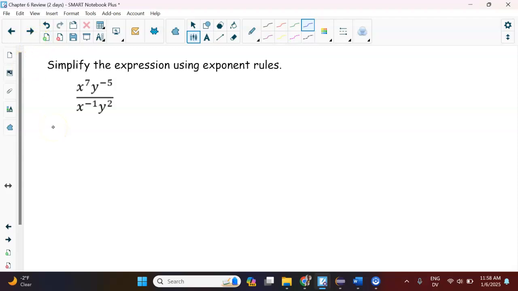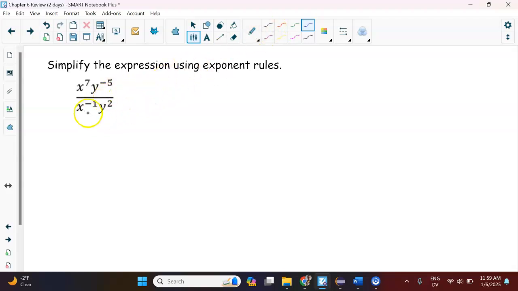Okay, another exponent rules one. Pause the video, give this a shot. Okay, so the rules here are you subtract, you do like 7 minus -1 and -5 minus -2. But that gets a little goofy, especially where you get y to the -7, and does that go in the top or in the bottom?